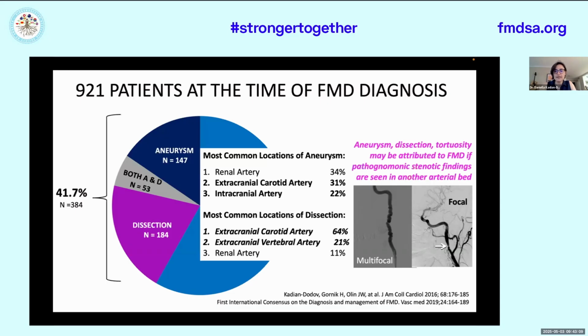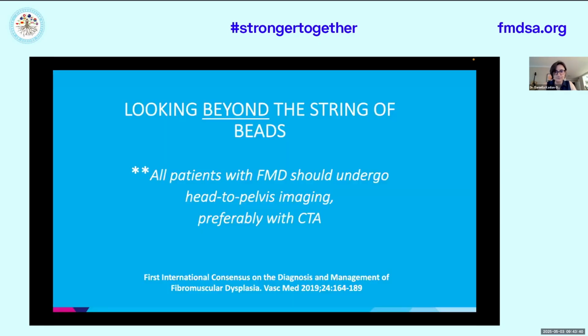Now, a really important point is that there are many other conditions that can also cause aneurysm and dissection. The only way that we can say that these particular complications are related to FMD is if we can find those multifocal beads or focal stenosis in a different artery bed. The reason is there is no other condition that causes the string of beads or focal narrowing, although I'll highlight how finding the multifocal FMD can sometimes be a little tricky.